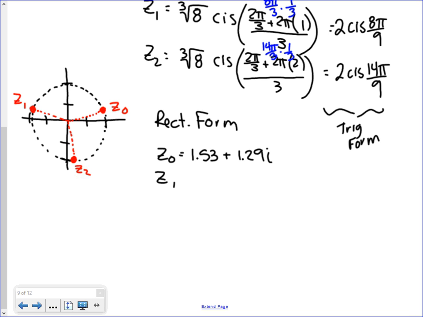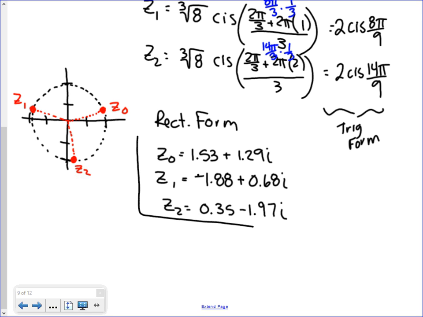And then z sub 1, I'm going to change my angle to 8 pi over 9. So I get something like negative 1.88 plus 0.68i. And then I still do 14 pi over 9. So my last one is 0.35 minus 1.97i. I am plugging in, I'm doing my trig form, so like for this last one, z sub 2, I'm doing 2 cosine 14 pi over 9. And then I do 2 sine 14 pi over 9. And that's where I'm getting my decimals.